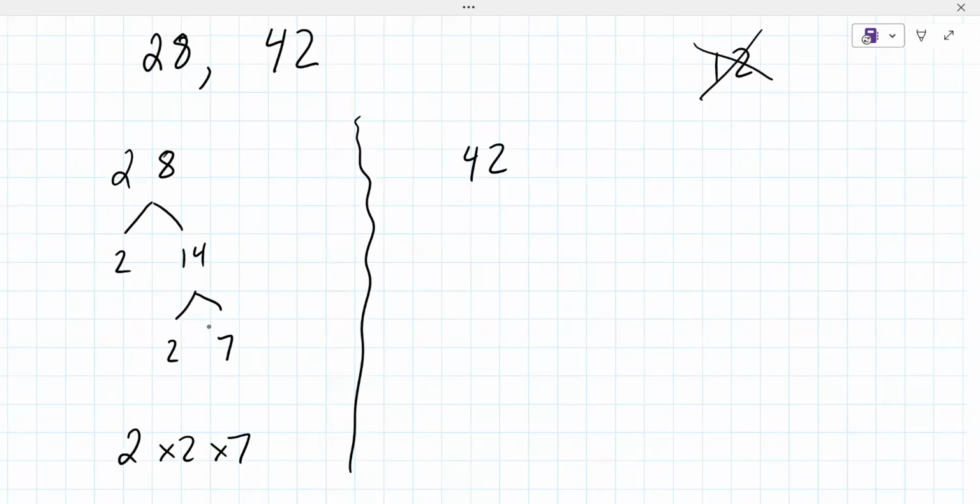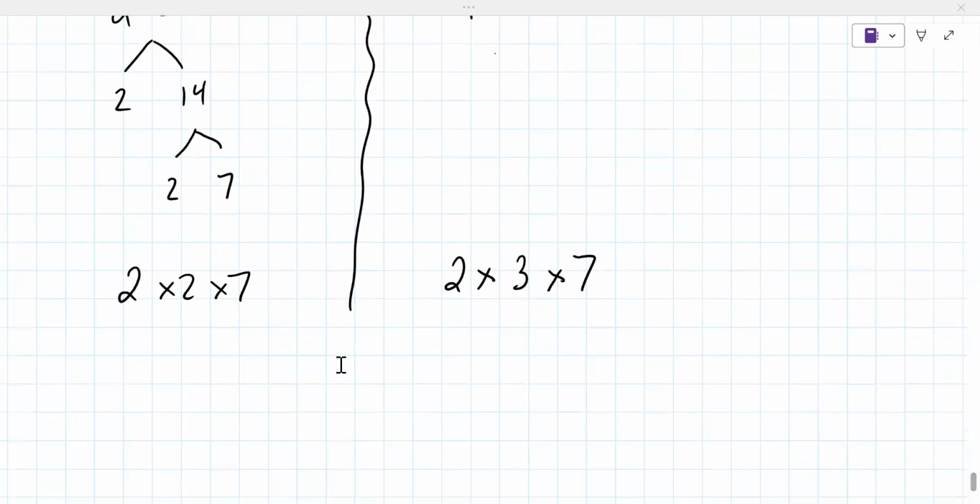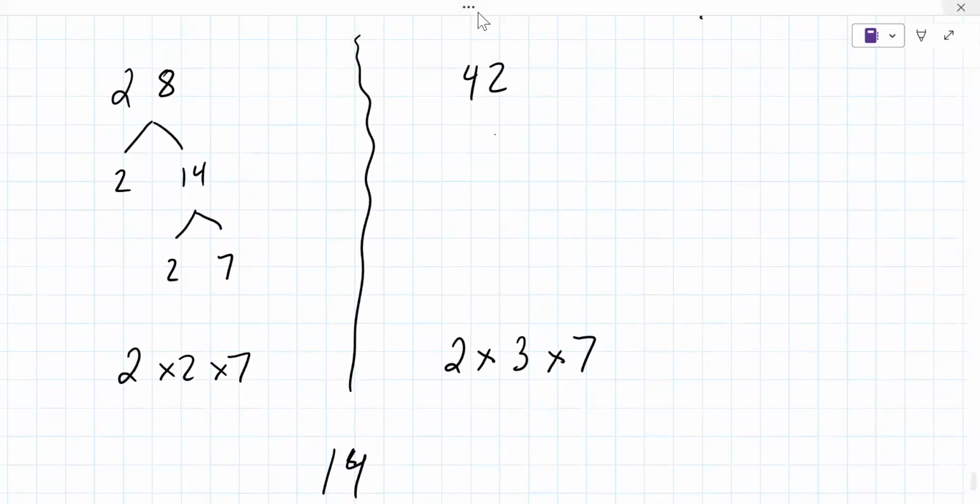For 42, I got 2 times 3 times 7. Say that again. 2 times 3 times 7. Yes, very good. Now what is the greatest common factor between them? 14. 14, yes. And what you'll notice is that 14 goes into both 28 and 42. Really? Yeah. Good.